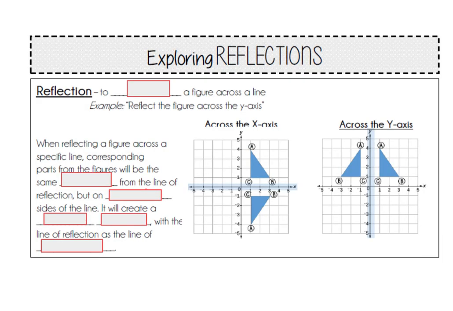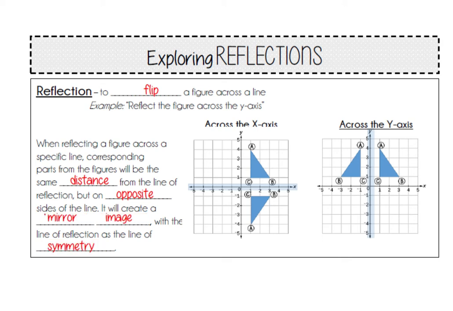So, first of all, in layman's terms, a reflection is just what happens when you flip a figure across the line. The reflection just takes it and flips it across the line. When reflecting a figure across a specific line, corresponding parts from the figures will be the same distance from the line of reflection, but on the opposite side of the line. It will create a mirror image with the line of reflection as the line of symmetry. Line of symmetry between those two figures.